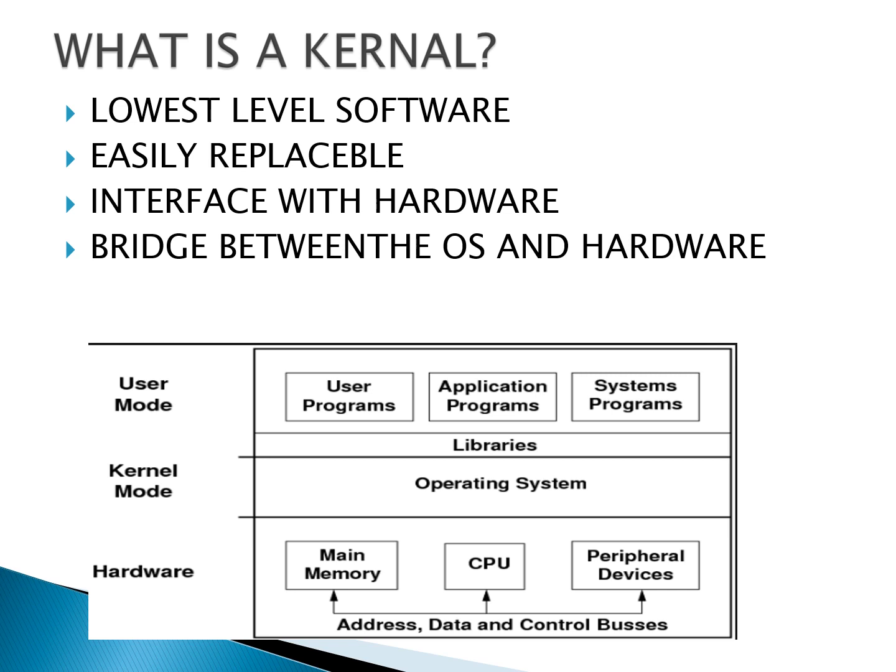Let's see the diagram given below. It is acting as a bridge between the hardware and the user mode. The hardware contains the main memory, the CPU, and the peripheral devices. All these are connected to each other through the address, data, and the control buses. Then it is followed by the kernel mode.